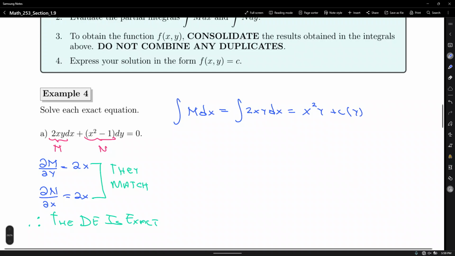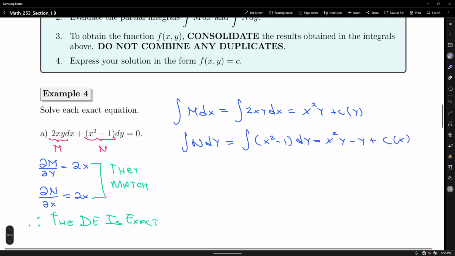That's one. Number two, let's evaluate the integral of N with respect to y, okay? So that's the integral of x squared minus 1 dy. Be careful when evaluating this integral. Well, the integral of x squared with respect to y, it's not x cubed over 3. We are integrating with respect to y, all right? So the integral of a constant dy will be the constant x squared times the variable y, minus the integral of 1 dy, which is minus y, plus some function of x.